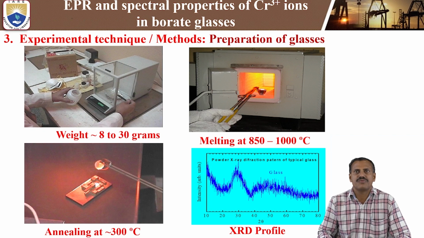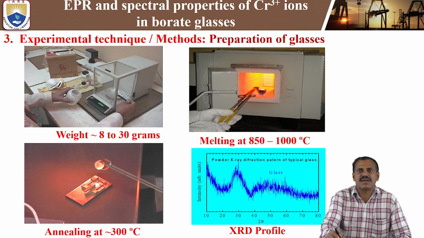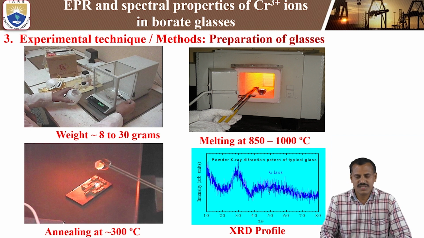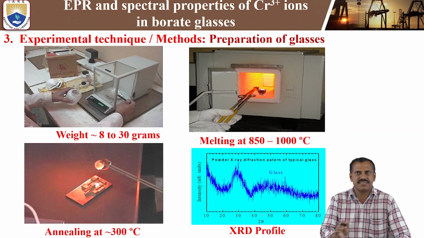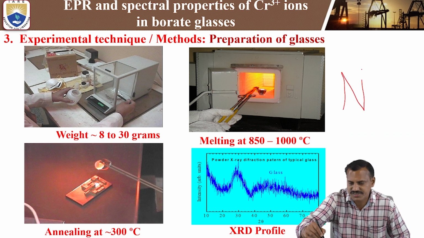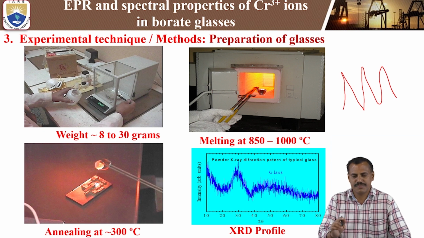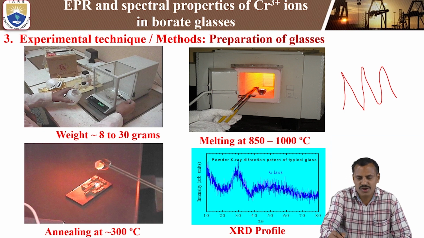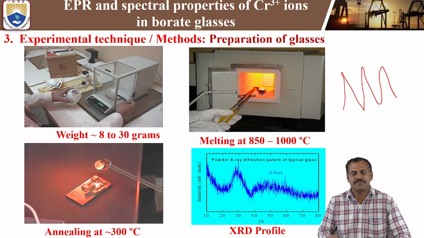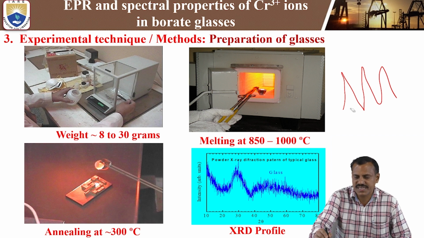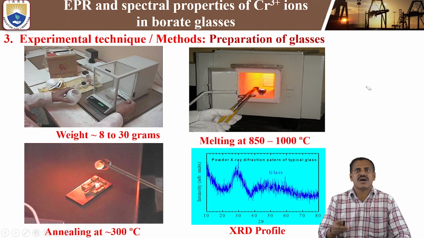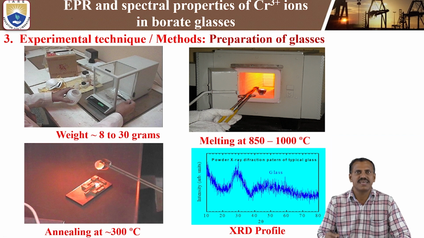In this profile you can see that each and every peak is broad. We cannot get any sharp peaks. If you get sharp peaks, it looks like a crystalline nature. But in our case we are observing broad peaks, which means it completely exhibits the glassy nature. So our prepared glass is a completely glassy system.